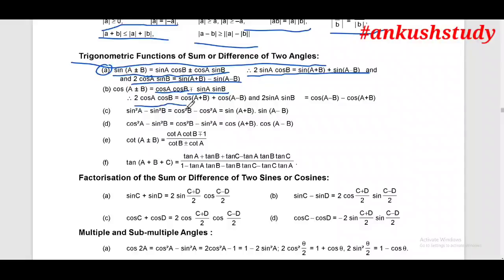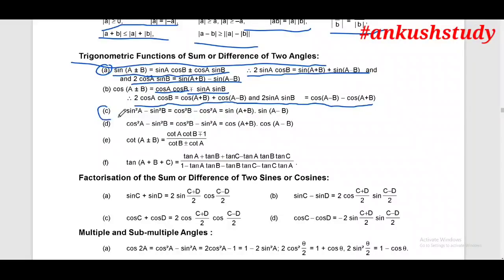Therefore, 2 cos A cos B is equal to cos(A plus B) plus cos(A minus B), and 2 sin A sin B is equal to cos(A minus B) minus cos(A plus B). Okay, so all these things, A minus B, A plus B, will come in the brackets, and you have to put the angle in sine and cos.